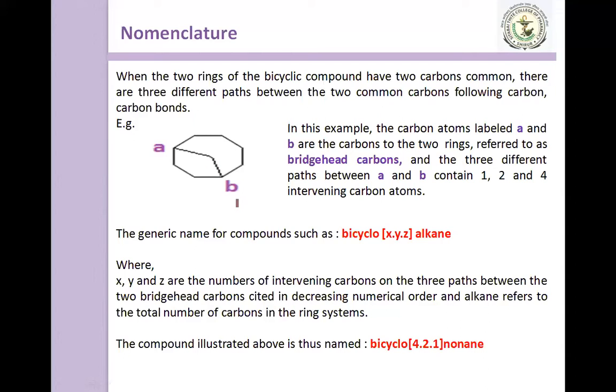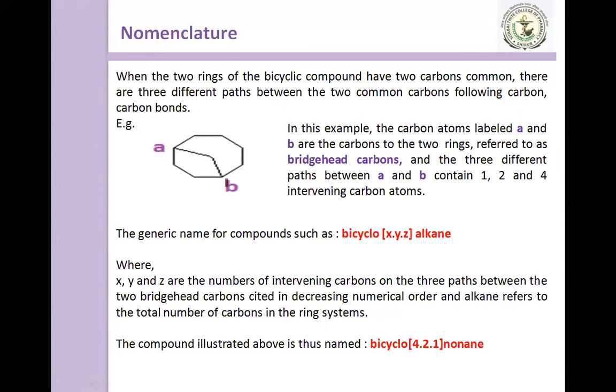So we can denote them with letters A and B. This indicates this carbon is a common carbon between these two rings. A is a common carbon, and this is B, which is also a common carbon that joins the 6-membered and 5-membered rings. In this example, the carbon atoms labeled A and B are common to the two rings and are referred to as bridgehead carbons. The three different paths between A and B: path between A and B means how many carbons are present in between these two carbons. So here, considering A and B, how many carbons are there? 1, 2, 3 and 4.